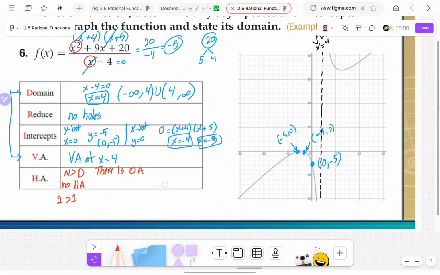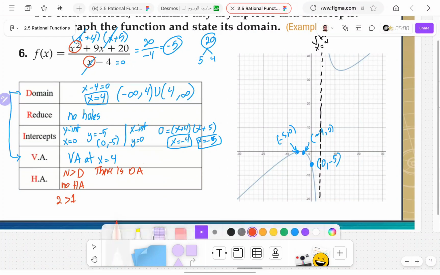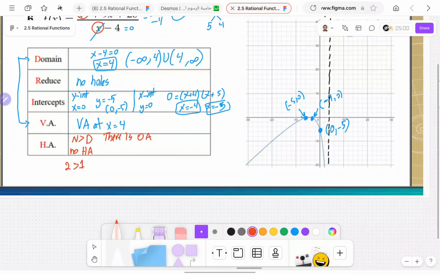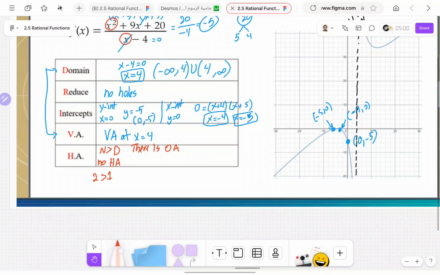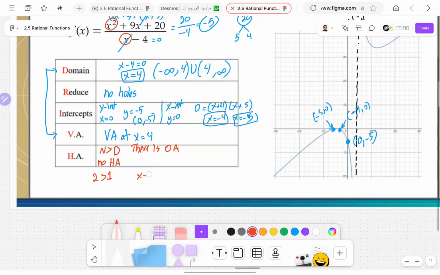How do we find the oblique asymptote now? To find the oblique asymptote, you have to do long division. If you don't know how to do long division, do synthetic division. It's up to you. But for synthetic division, you need to remove the variables, while for long division, you can just multiply. Now let me do both of them, the synthetic and long division. First, let's do the long division with you. The divisor is x minus 4, and the dividend is x squared plus 9x plus 20.